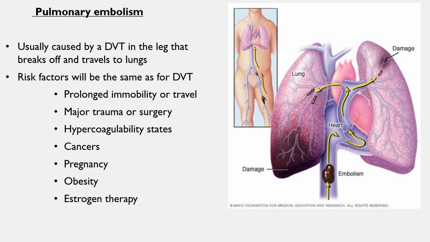And if you look at the risk factors for a pulmonary embolus, they're very, very similar to a deep vein thrombosis, since that is the risk factor for getting a PE, is having a DVT.